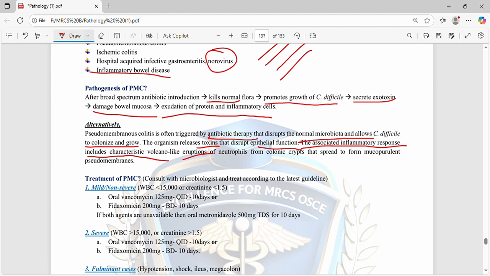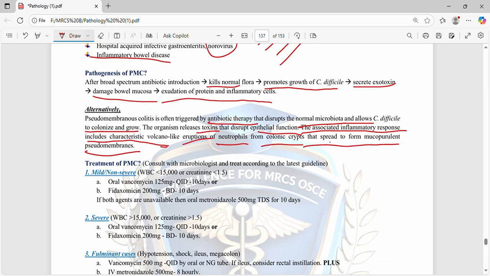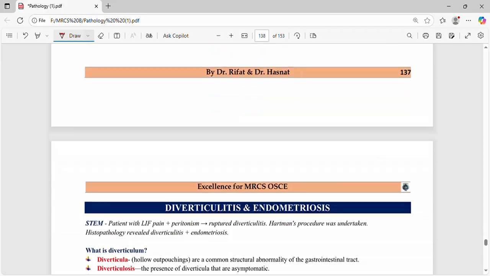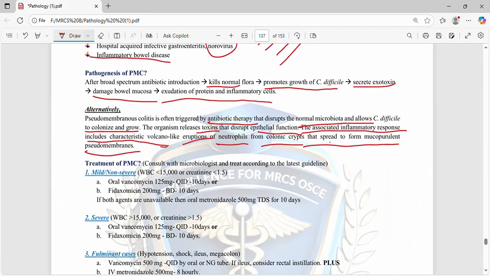So this bug will disrupt the epithelial function, and in response there will be inflammation in the form of volcano-like eruptions of neutrophils from the colonic crypts that spread to form mucopurulent pseudomembranes.